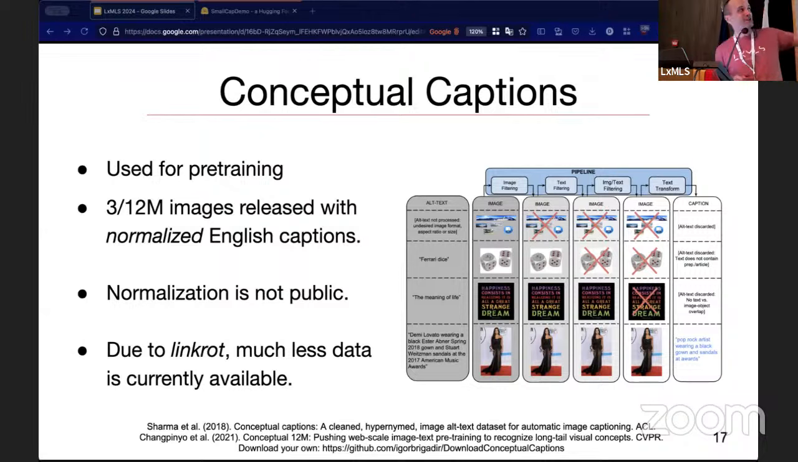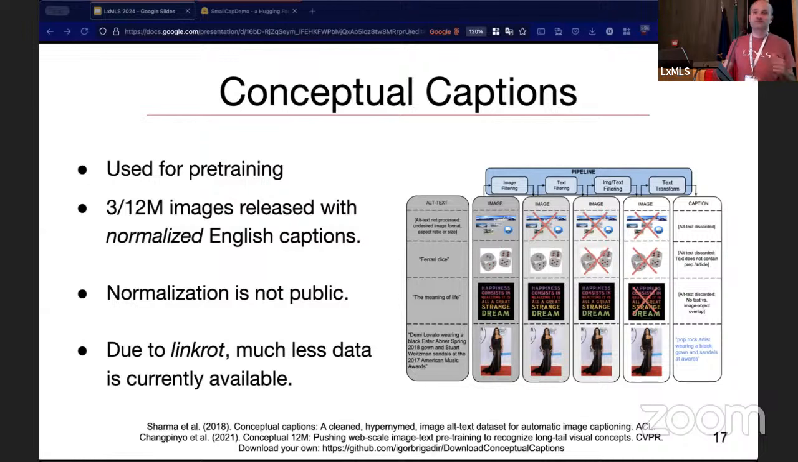And so we start off with the image and it appears with a piece of text, and some of the images are deemed to be inappropriate for further processing because they're too small or their aspect ratio is incorrect. Perhaps sometimes the sentences are too vague, and the sentences that are actually potentially useful, like Demi Lovato wearing a black Esther Abner Spring 2018 gown, etc., is rewritten using a normalization process into pop rock artist wearing a black gown and sandals at awards. And this is the type of data that's used to train these vision and language models.